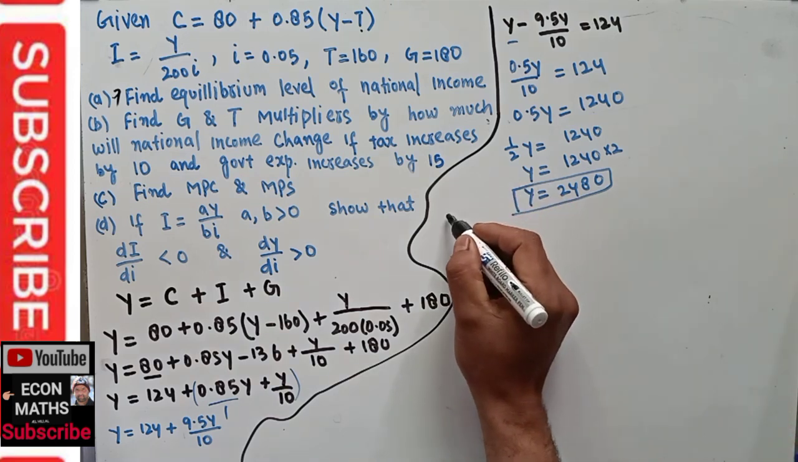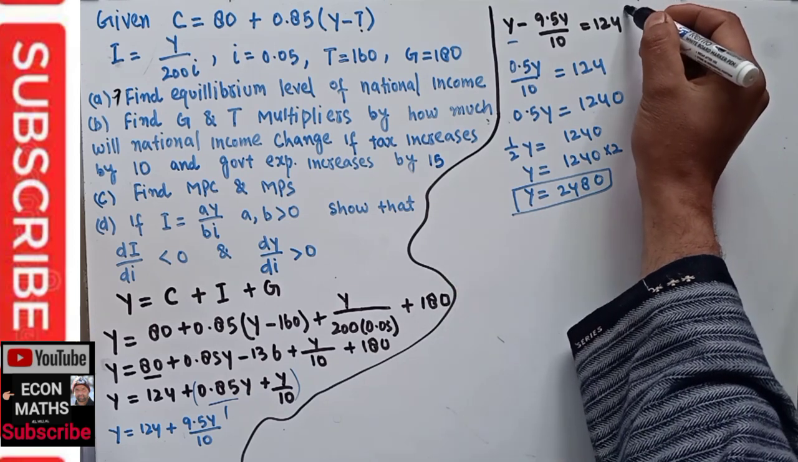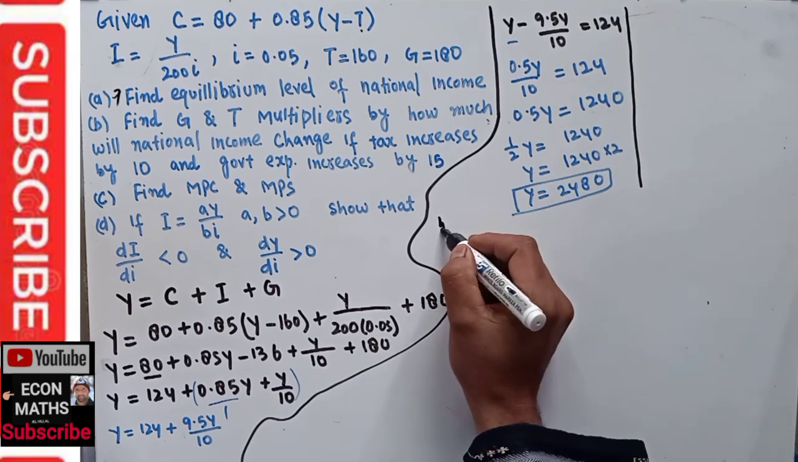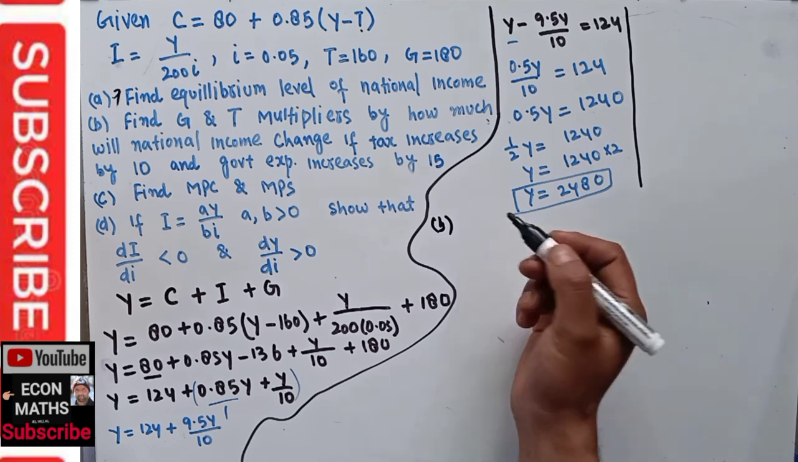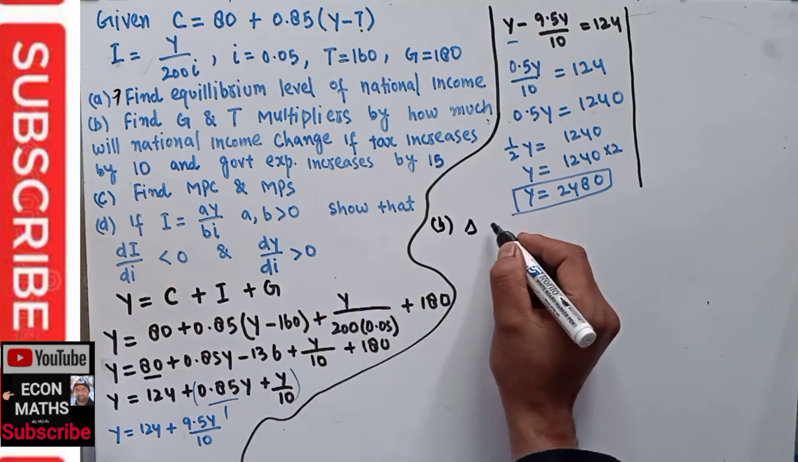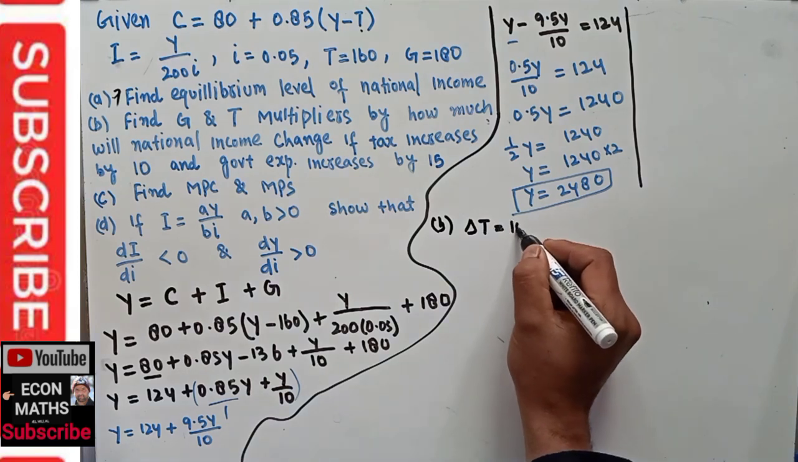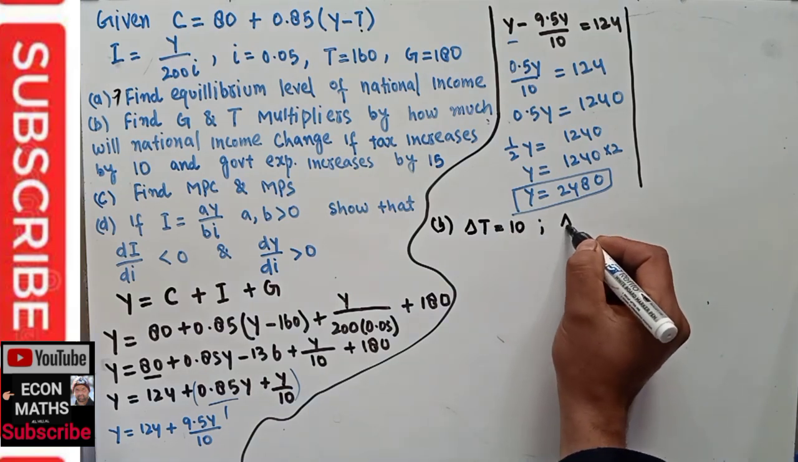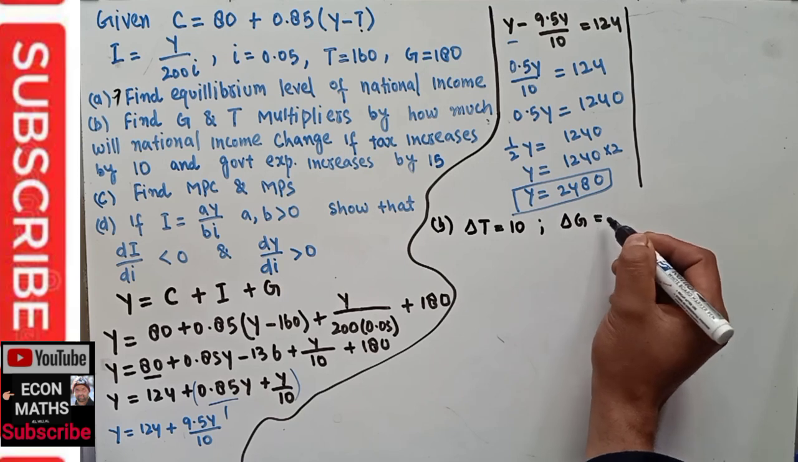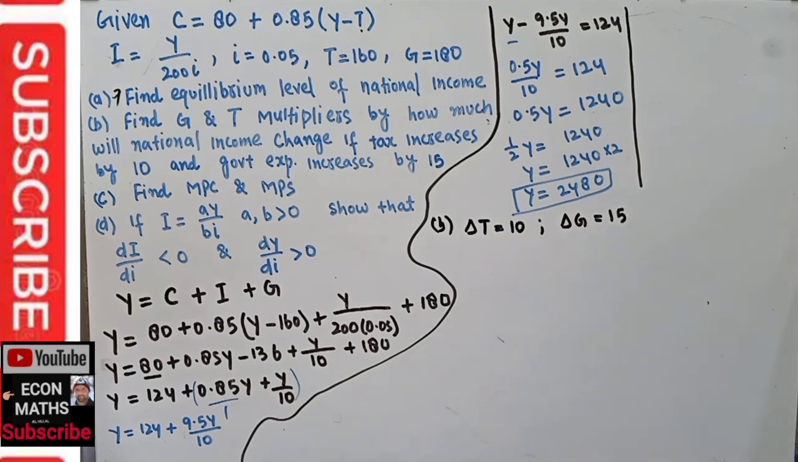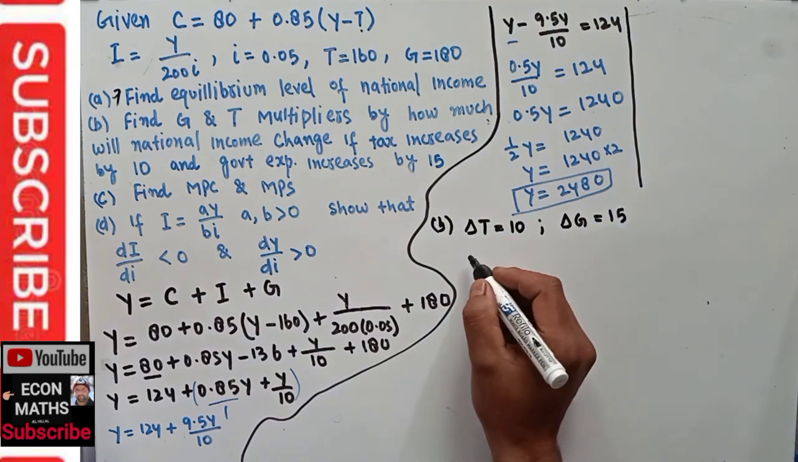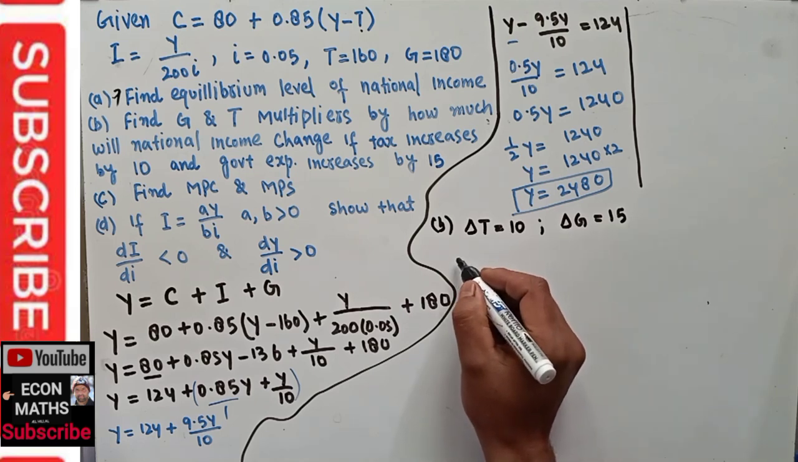So the B part will be, let me write the B part. We have to find out, we are being given that the tax has changed by $10 and government expenditure has changed by $15. Okay, first we need to find out the tax multiplier.